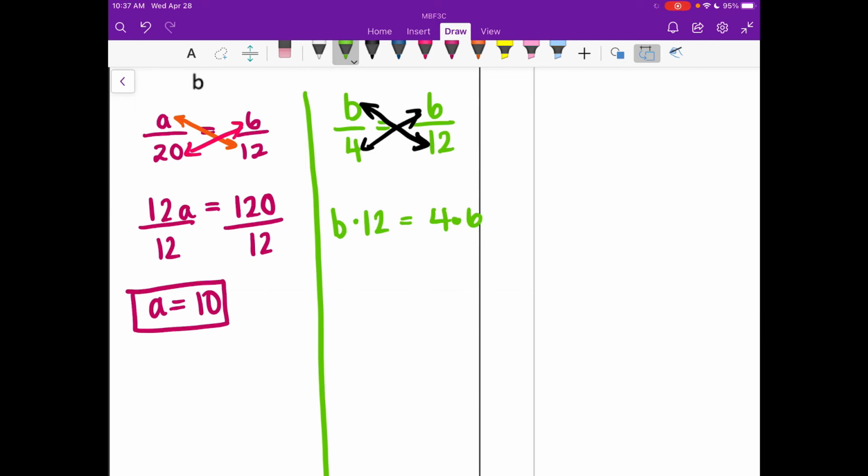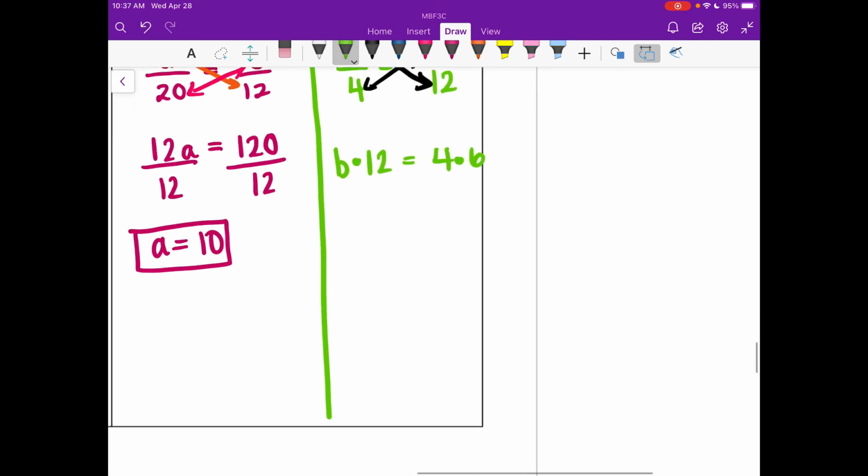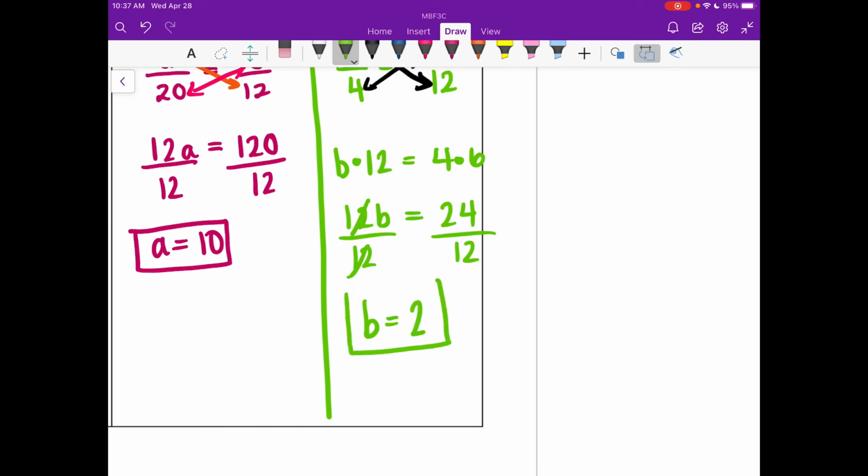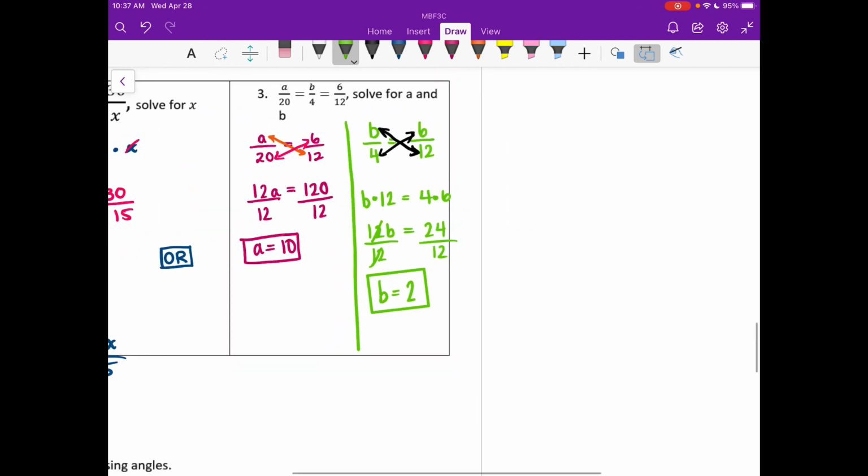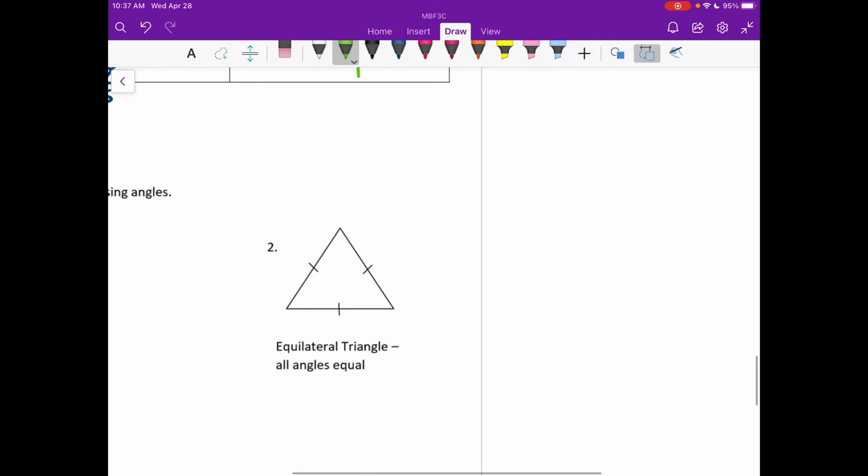And I just use this dot to represent multiplies because I don't like using x's. So 12b is equal to 4 times 6, which is 24, divided by 12 to get the b by itself. B is equal to 24 over 12, which is 2. So I know b is equal to 2, right? And that gives me my 2 answers. I solved for a and b. I solved the question, and I'm going to move on.